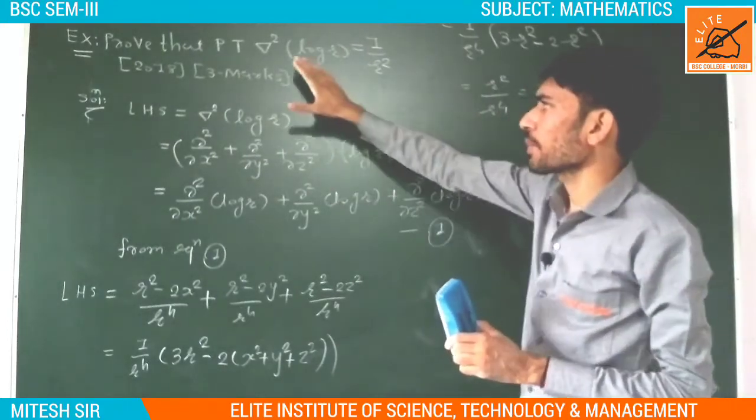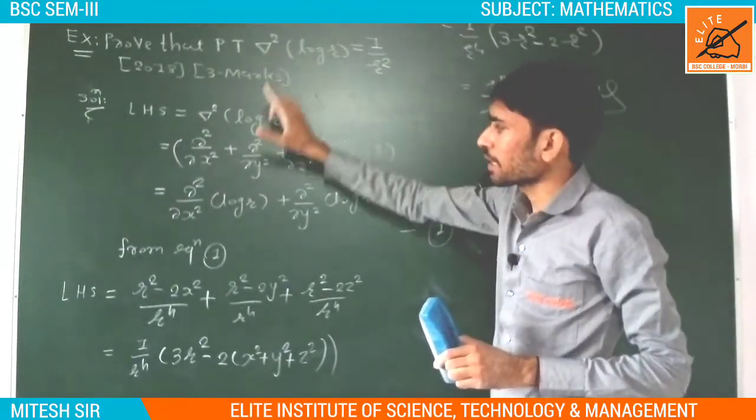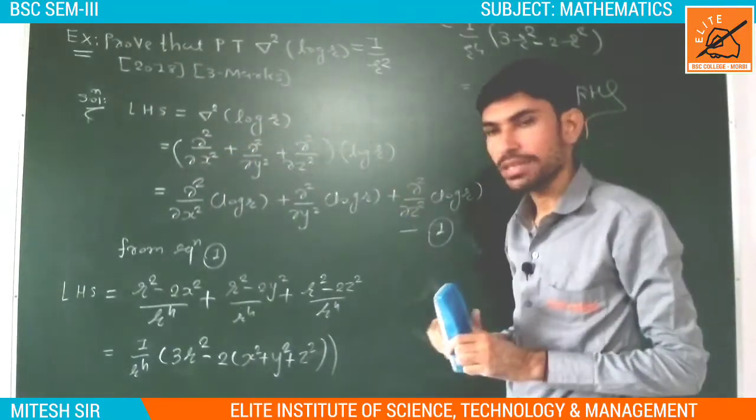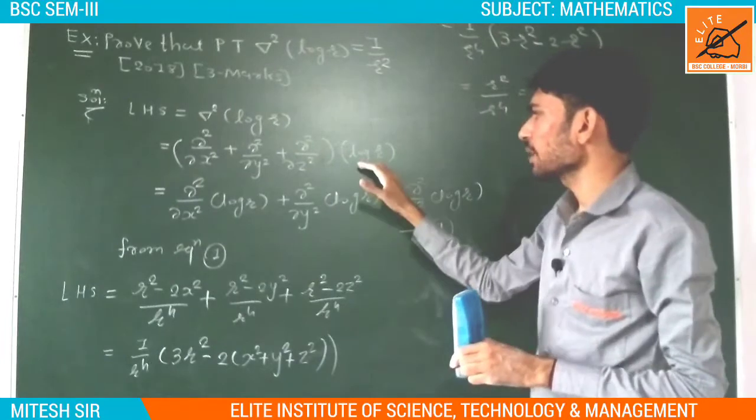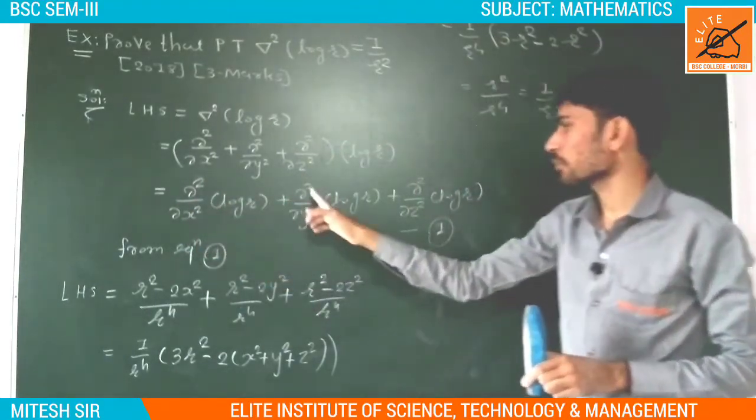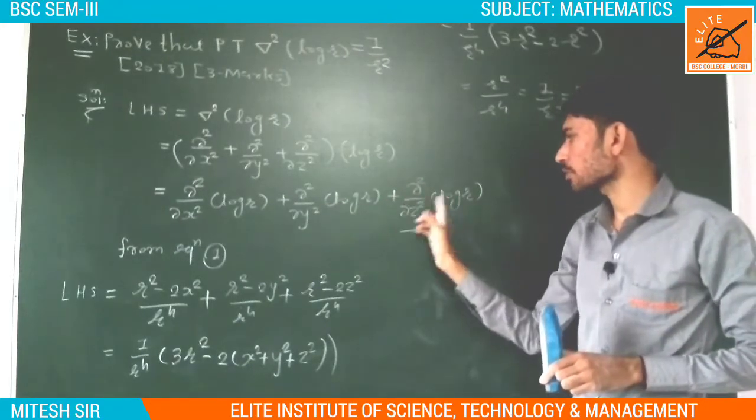So just here we apply our Laplacian operator. That means we write del square upon del x square plus del square upon del y square plus del square upon del z square into log r. Now we multiply log r inside. So we get del square upon del x square log r plus del square upon del y square log r plus del square upon del z square log r.